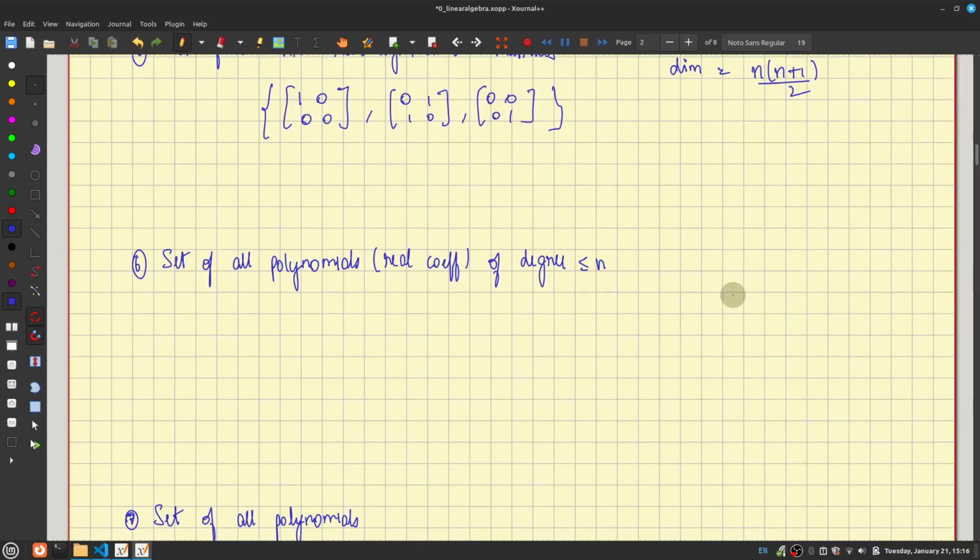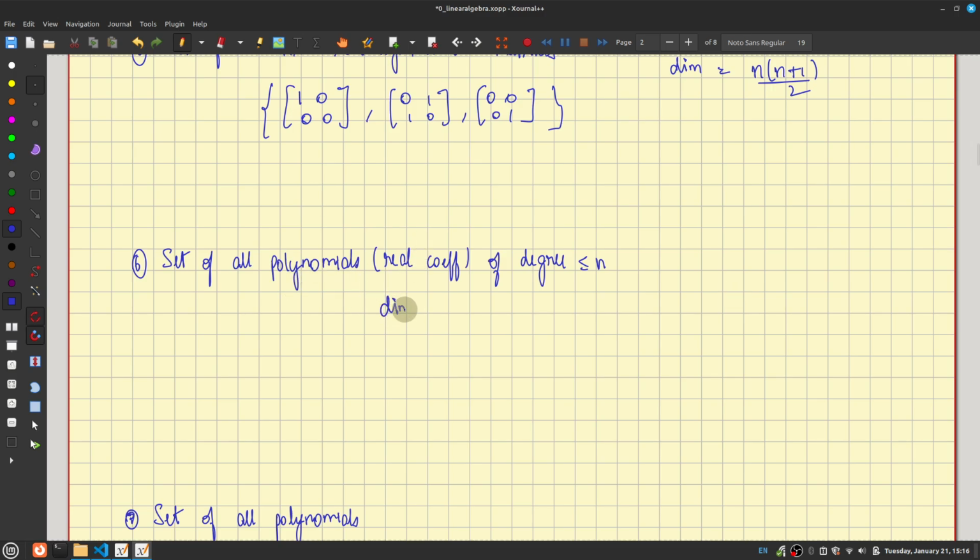All right. Okay. What about the set of all polynomials with real coefficients and having degree less than or equal to n? It is a vector space, and so what is the dimension of this particular vector space? It is n plus 1. The dimension is n plus 1, and can you give me a basis for this? 1, x, x squared, essentially all possible monomials.